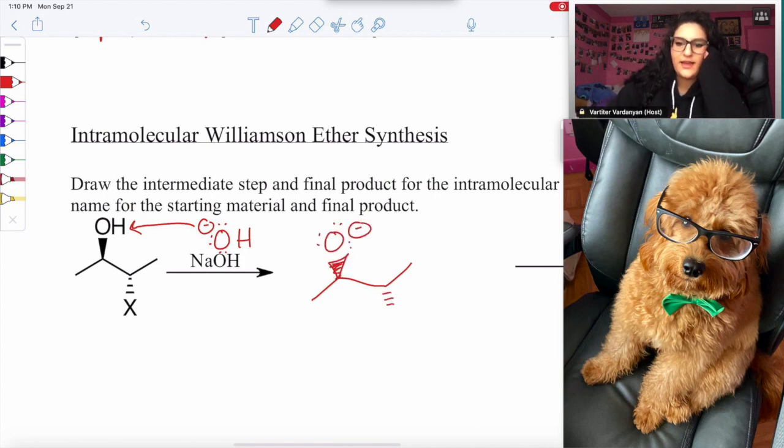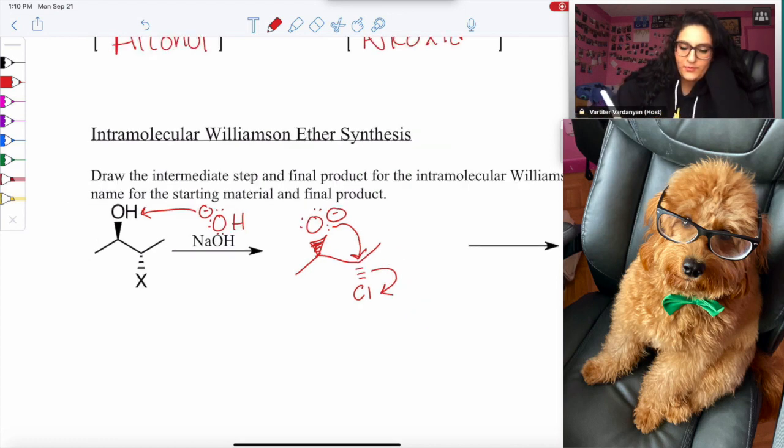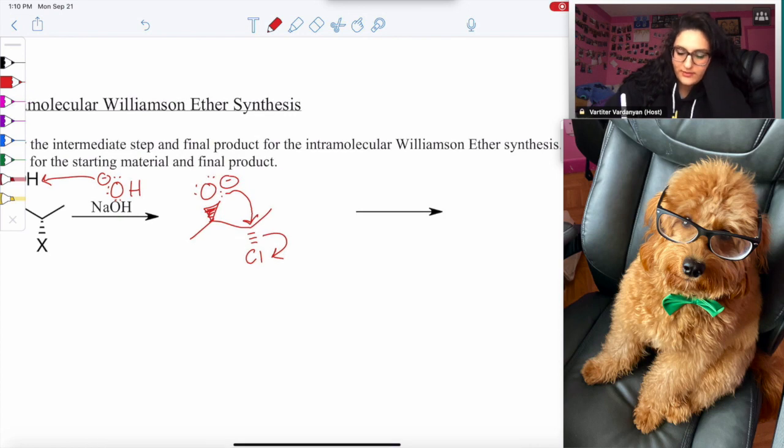And let's just say the halogen here is chlorine, just because I said so. Now the oxygen can attack this carbon and kick off the leaving group, just like we did before. But now we're actually going to make a ring, and I'm going to draw it in two different ways for you guys.